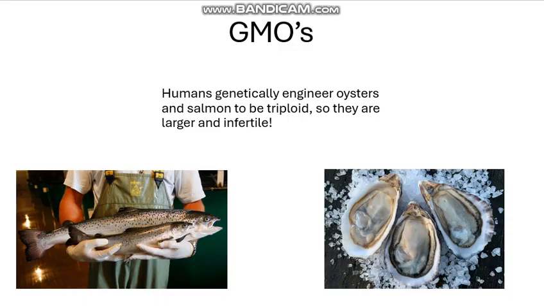So these GMO organisms tend to be larger, and in the case of oysters, the fact that they're made infertile is actually beneficial to consumers because they taste a lot better when they're not in their mating season. If they were fertile, a lot of oysters would have a lot of eggs in them, which apparently are not very nice to eat, so they're not very palatable. But by making them infertile and triploid, we're able to avoid them producing eggs, so we can harvest and eat them all year round.